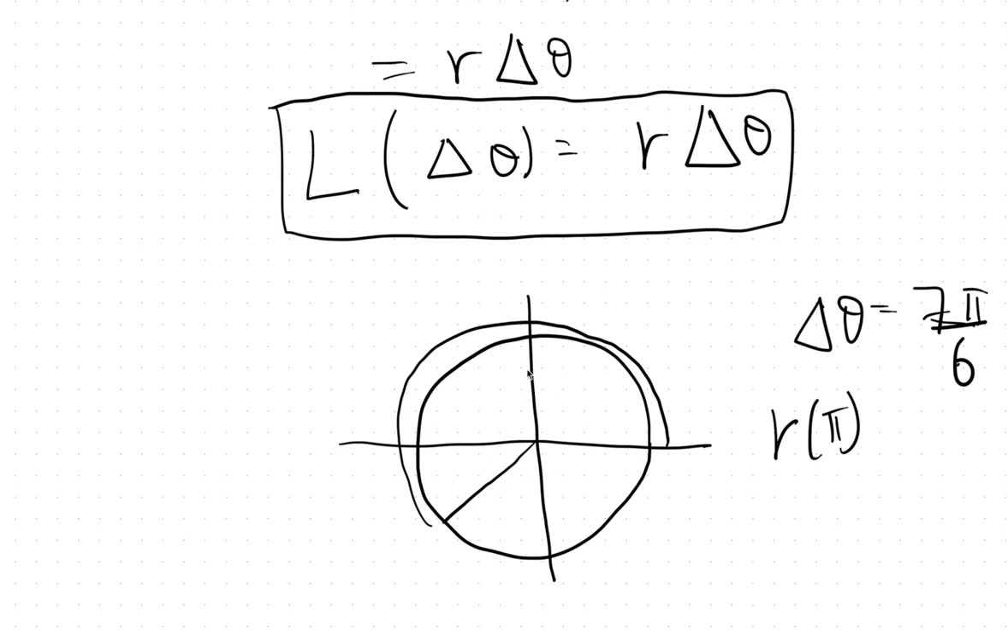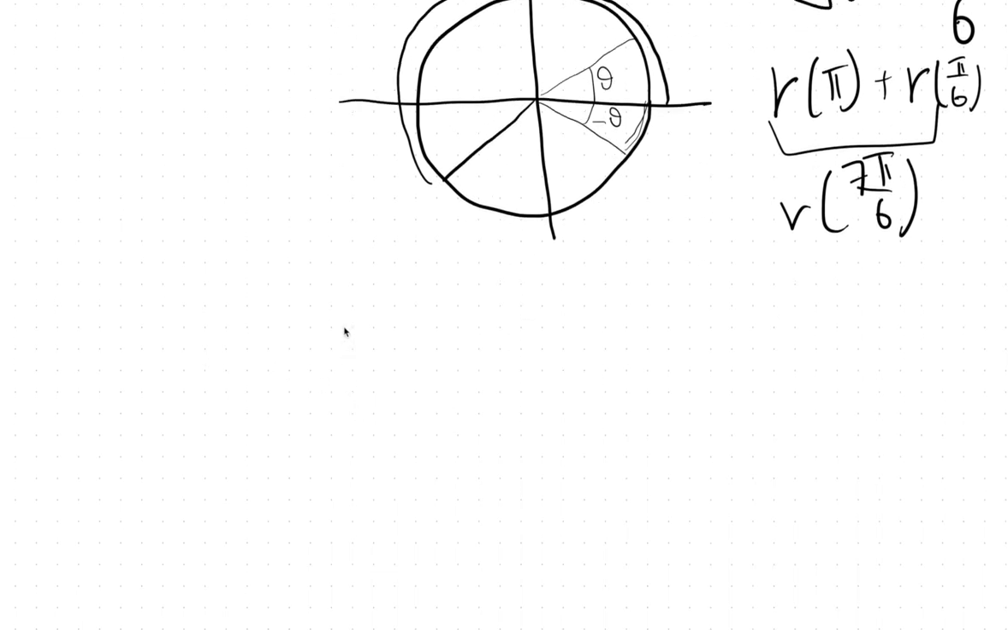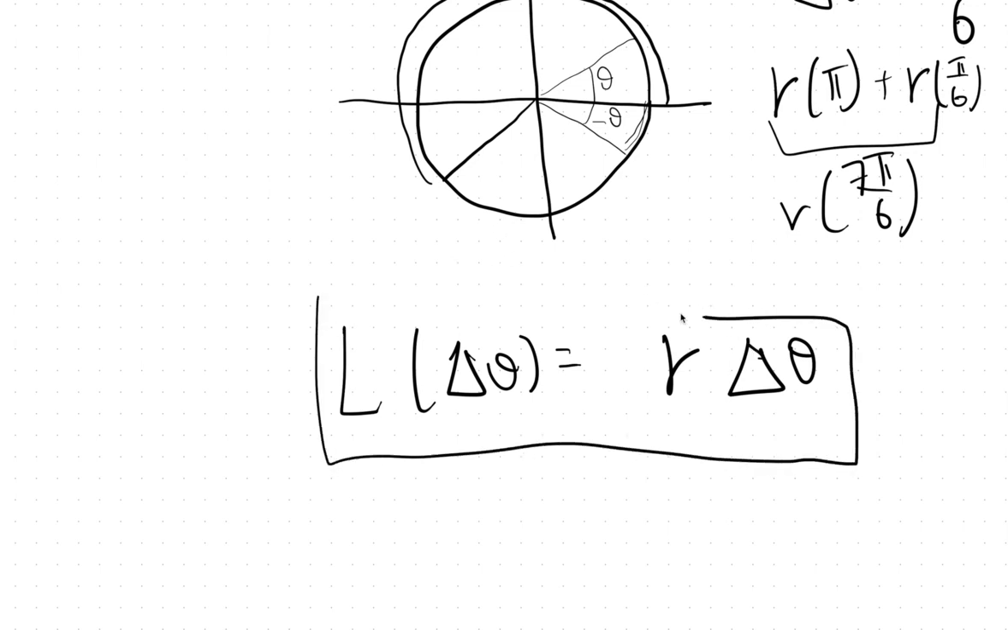And now let's invert the graph. We can invert the graph because we're just finding the length, and this is symmetric. So the length of this part over here is the same as the length of this part over here, so we can invert the graph and find from 0 to pi by 6. That's going to be r pi by 6, and both of these add up to give r 7 pi by 6. So we can just write the length for any delta theta as r delta theta, and if you take a full circle, we get 2 pi r.